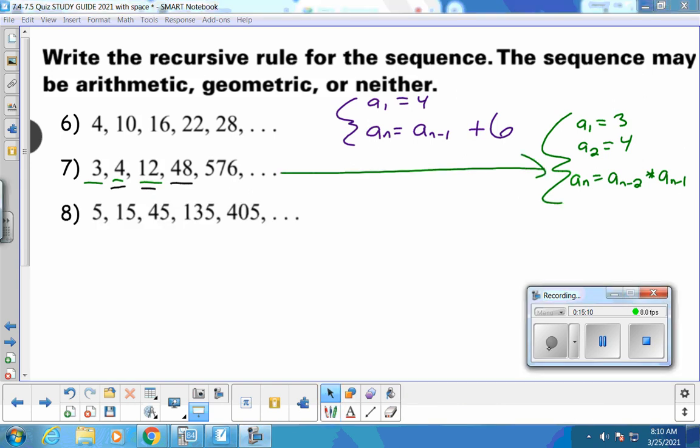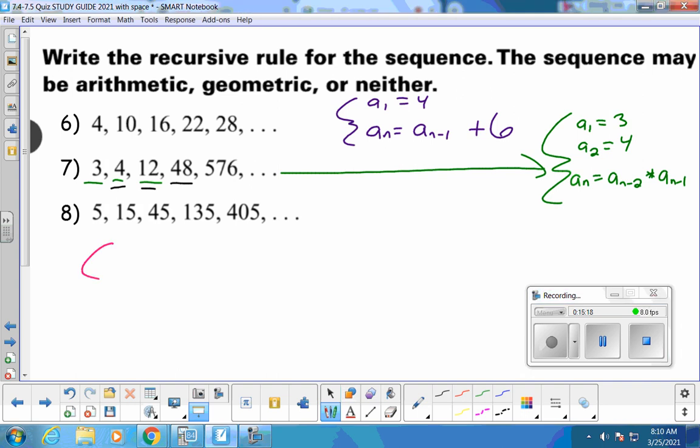Is number 8 arithmetic, geometric, or neither? Geometric, very good. What are they multiplying by each time? So this will be so easy to write recursively. You'll initialize your first term, and then you'll refer back one term and multiply by 3 every time.